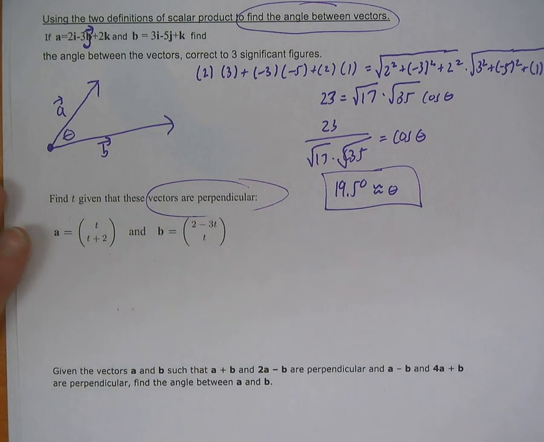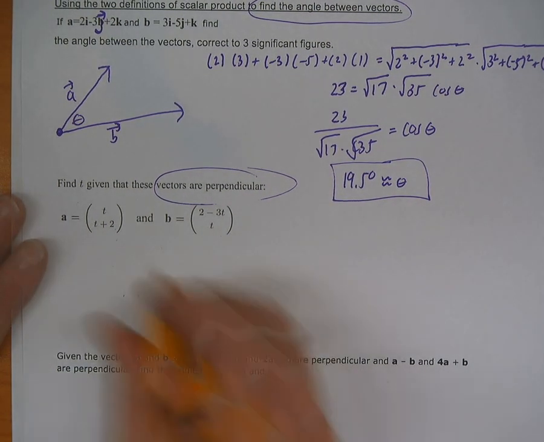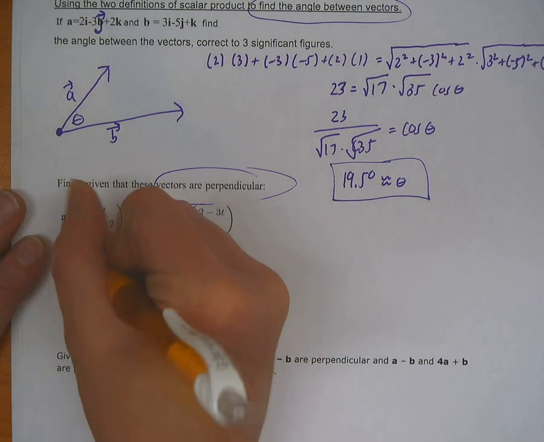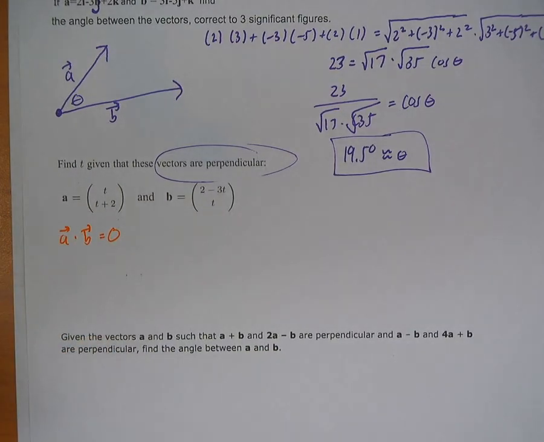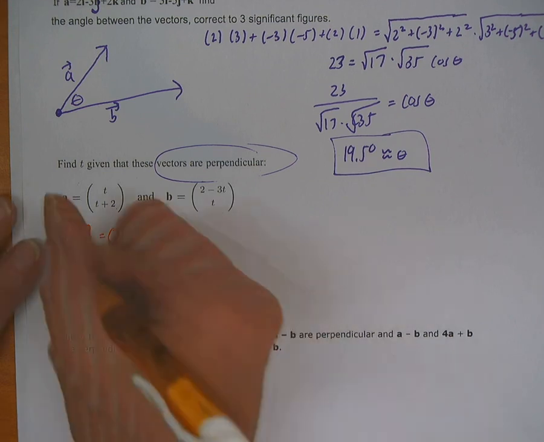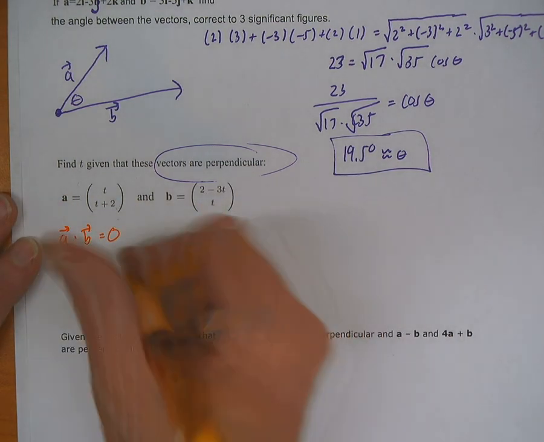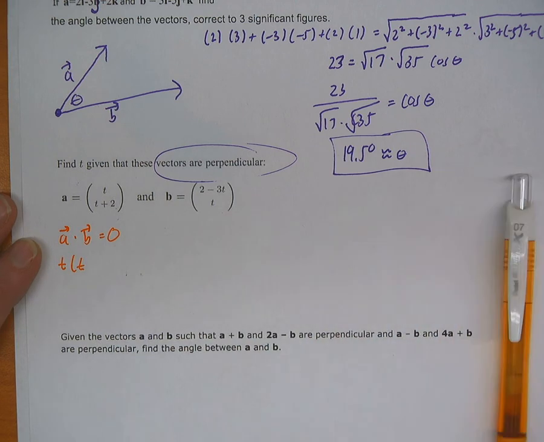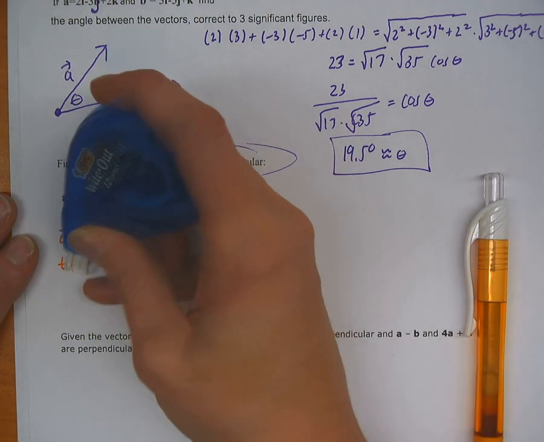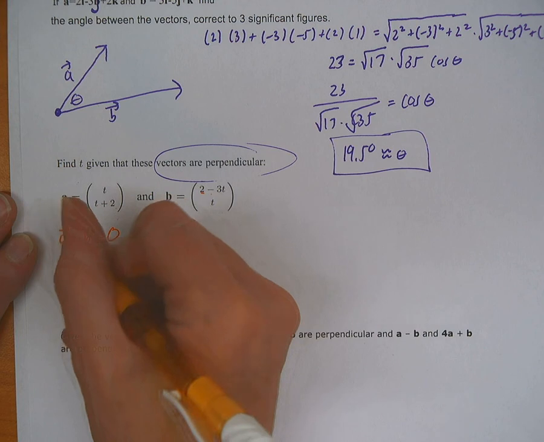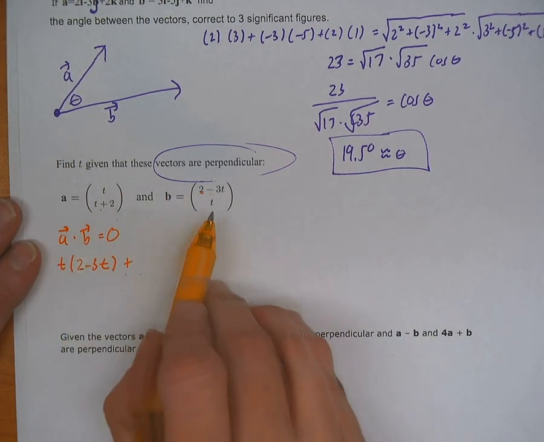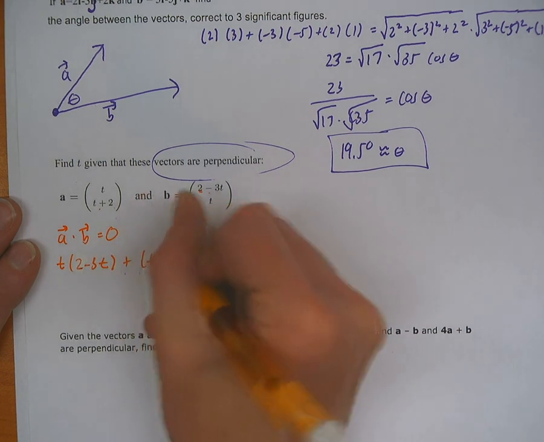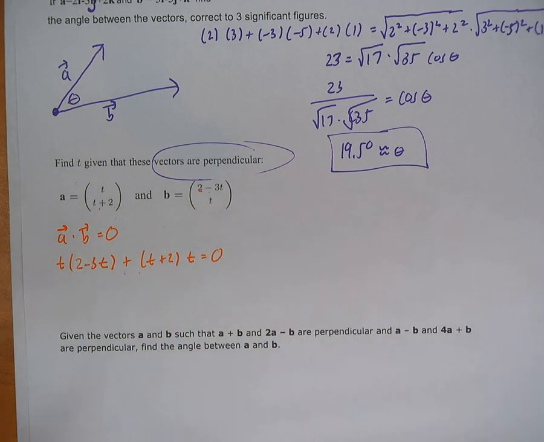the vectors are perpendicular. But remember that perpendicular vectors just have a dot product of 0. So we just need to do the dot product and set this equal to 0. So if I do t times 2 minus 3t, plus t plus 2 times t, I should end up with 0.